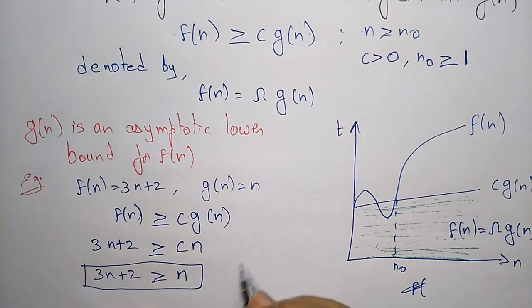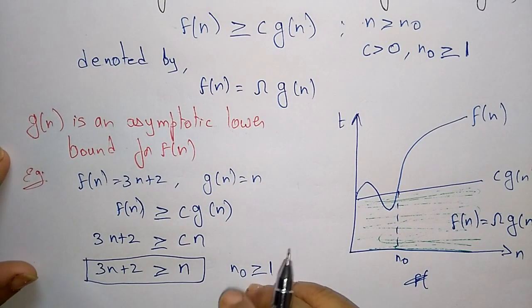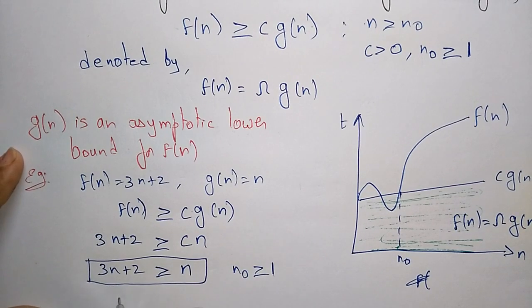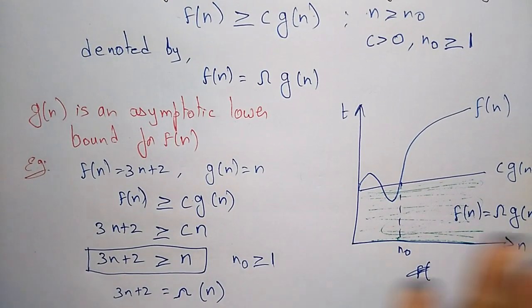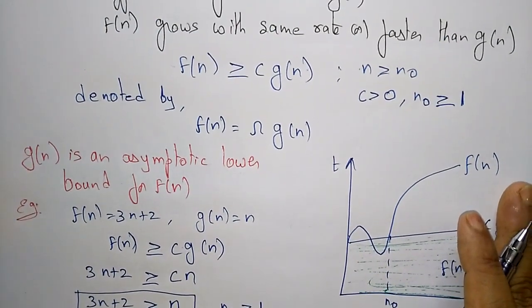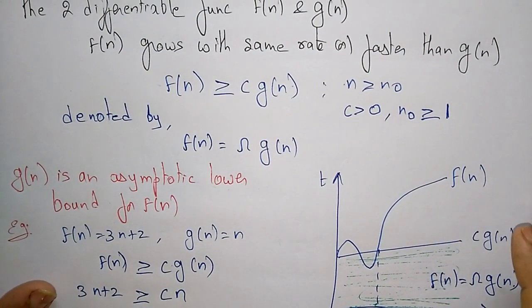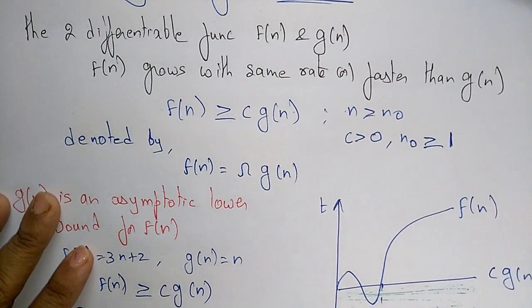Okay. So here n naught is always greater than or equal to 1. So you can represent 3n plus 2 is equal to omega of n. So this is the formula to calculate the time complexity of big omega notation. So so far we have seen theta, big O and big omega notations.